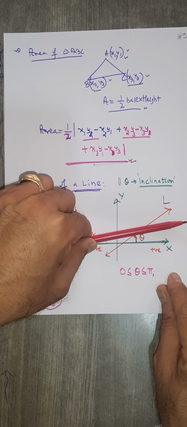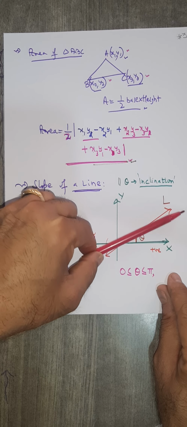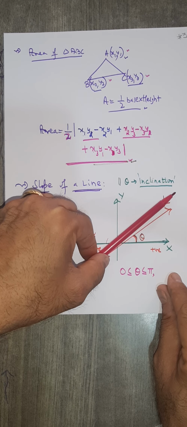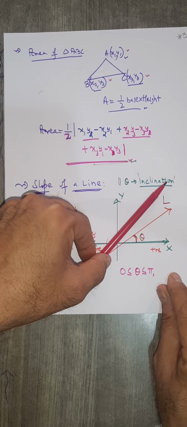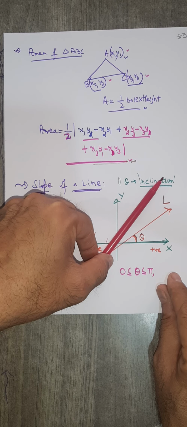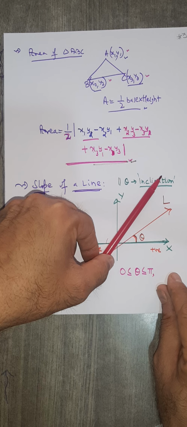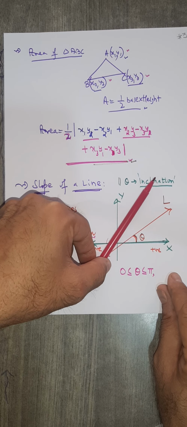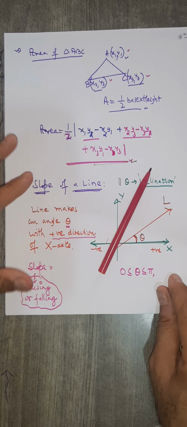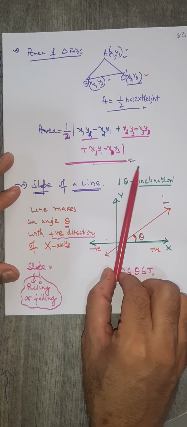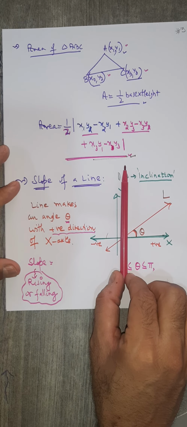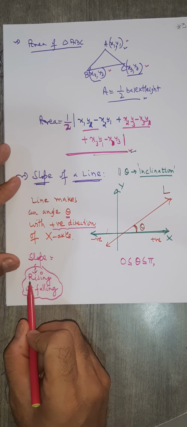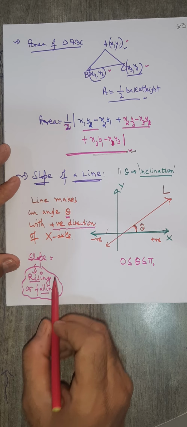But as it moves towards like this, you see the inclination increases. That means slope is increasing, the rising is increasing. Or you can say that it is the measure of the steepness. Big slope, big steepness. Now, if the line is like this, the slope is very high, rising is very high. So slope is indirectly a measure of rising or falling of the line.